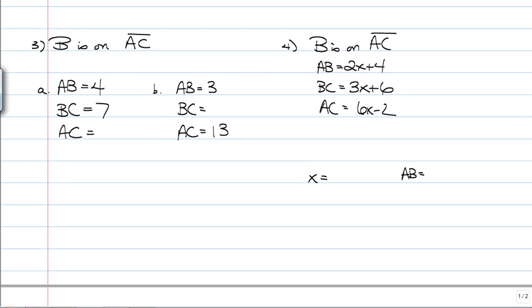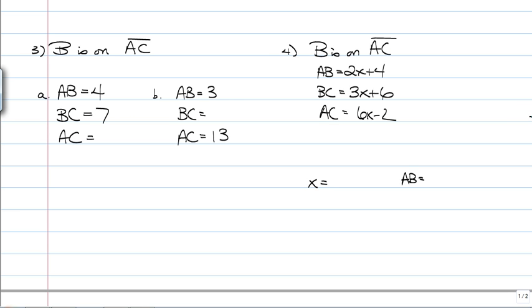Here are two more examples of segment addition, but these come without pictures. A lot of times in this class, you are going to have to draw your own pictures, which is why we spent the first video talking about points and segments and lines and how you label them and name them.